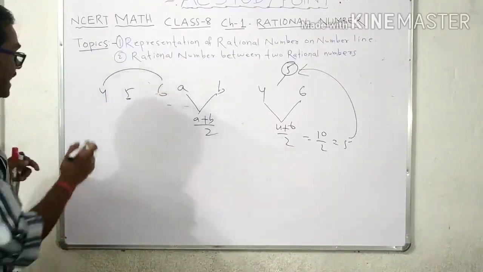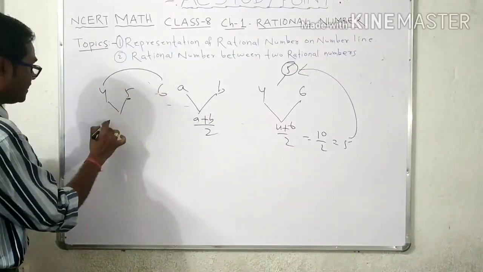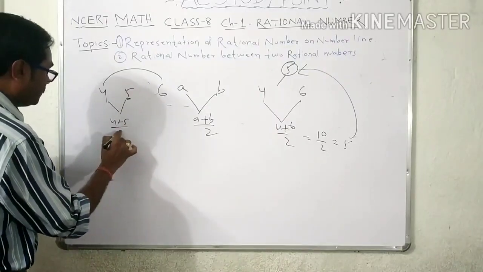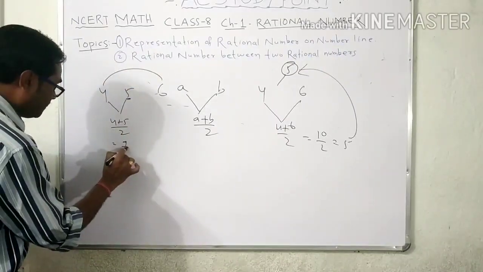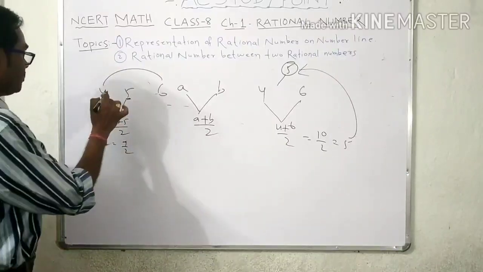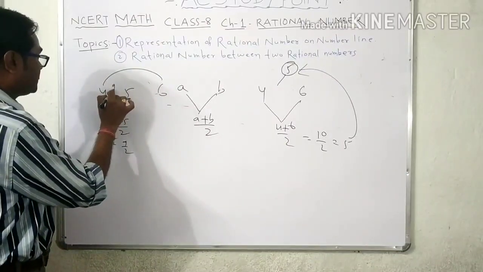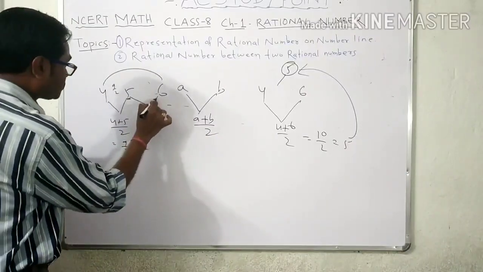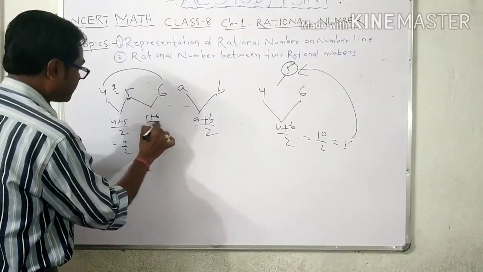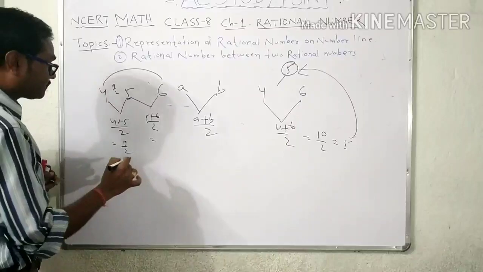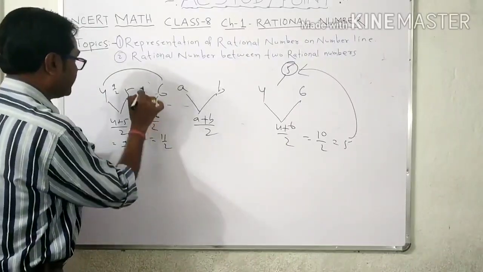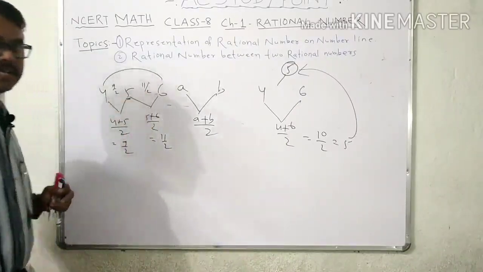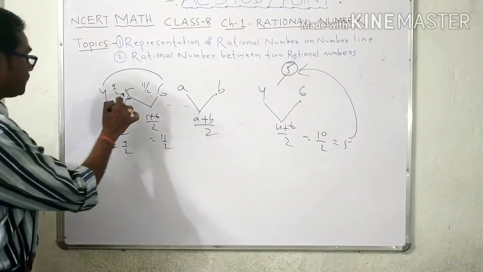Then what will we do? Again the same process: you add 4 plus 5 and divide it by 2, so that is 9 by 2. So 9 by 2 is one rational number in between. Again, between these two, 5 plus 6 by 2 is 11 by 2. So 11 by 2 is also one rational number between 5 and 6.